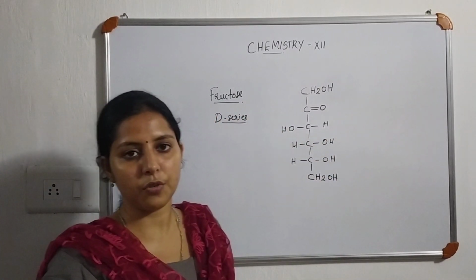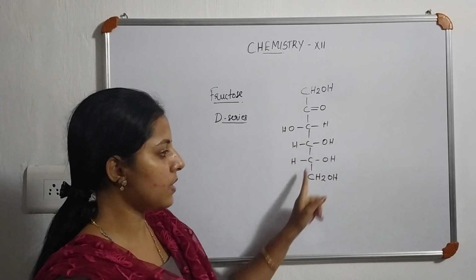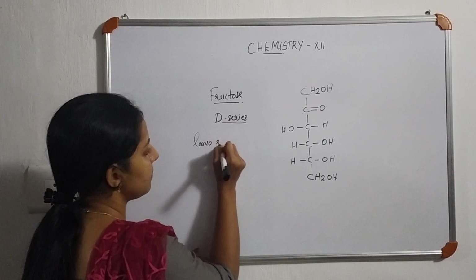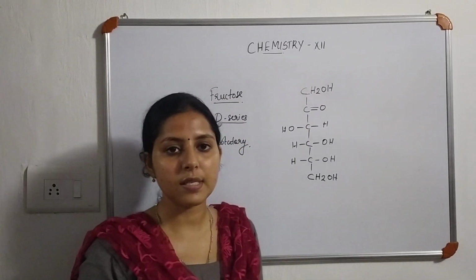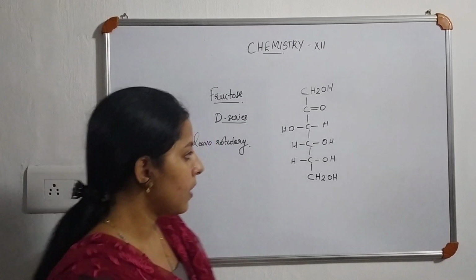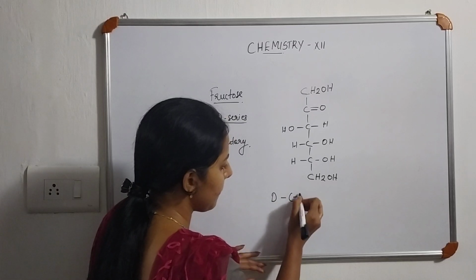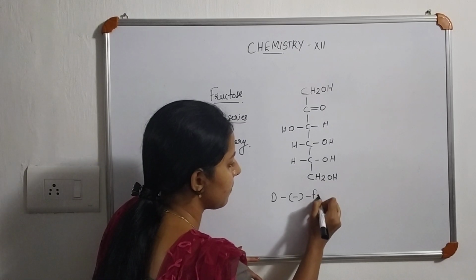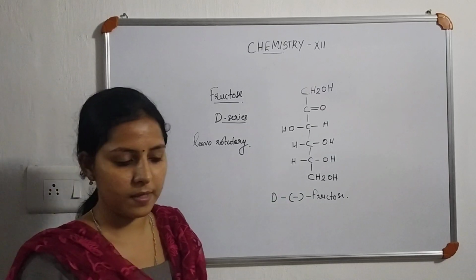This is the open chain structure of fructose. CH2OH, CO, COH, H, HOH, HOH, CH2OH. And this fructose is levorotatory. Levorotatory means fructose rotates plane polarized light towards left. So the name of fructose can be written as D minus. Minus represents levorotation and fructose. So this is the open chain structure of fructose.